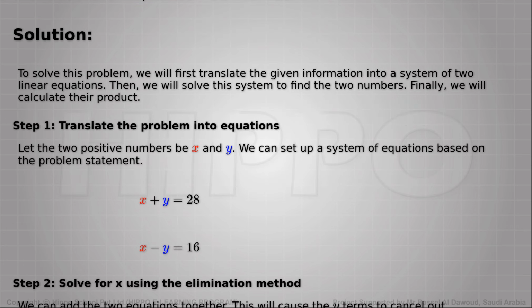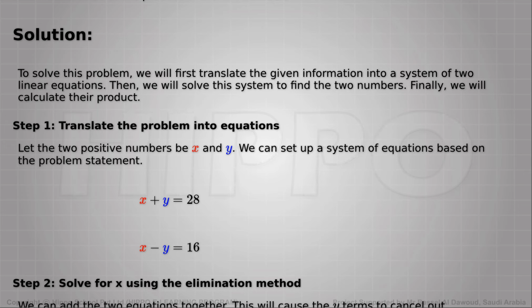All right, let's start with step 1. The very first thing we need to do is convert the sentences into math. We are dealing with two unknown numbers, so we'll use variables to represent them. As you can see on the screen, we'll call them x and y.